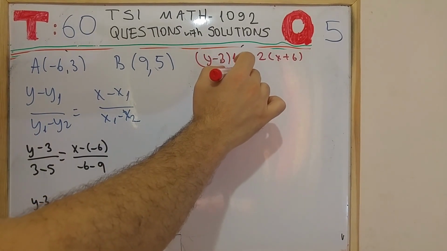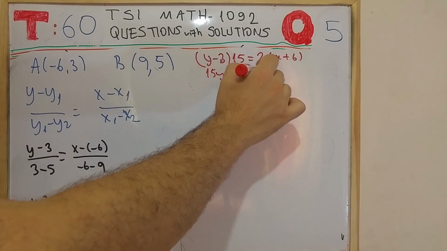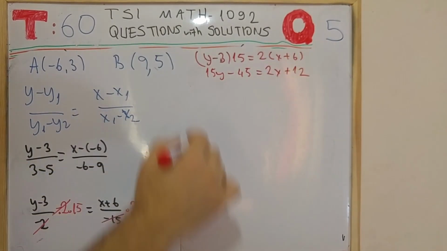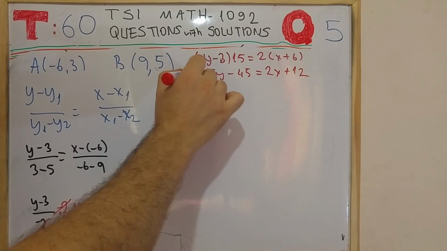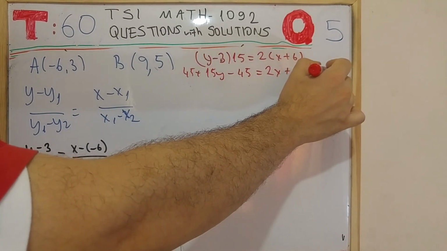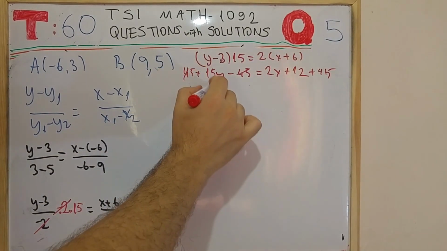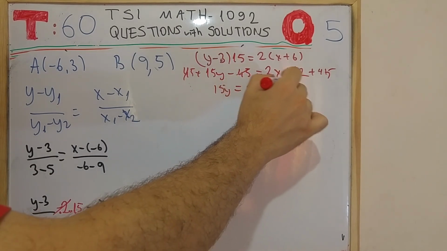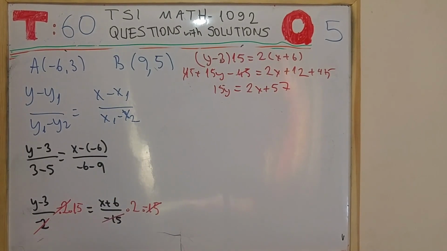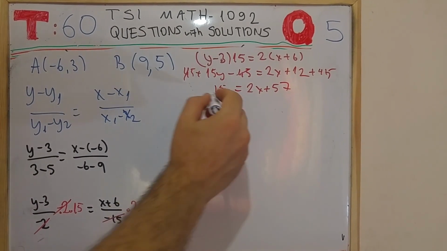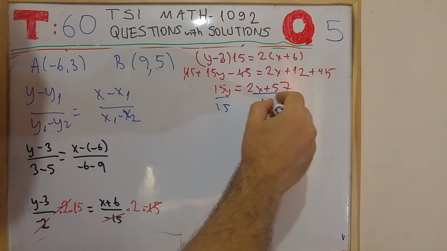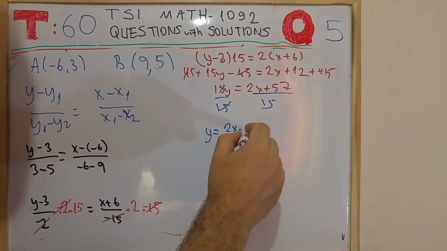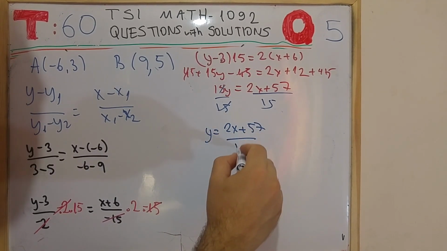15y minus 45 is equal to 2x plus 12, and when I add 45 to each side, what I have is 15y here, which is equal to 2x plus 57. Now it's time to divide each side by 15. So I have y is equal to (2x plus 57) over 15.